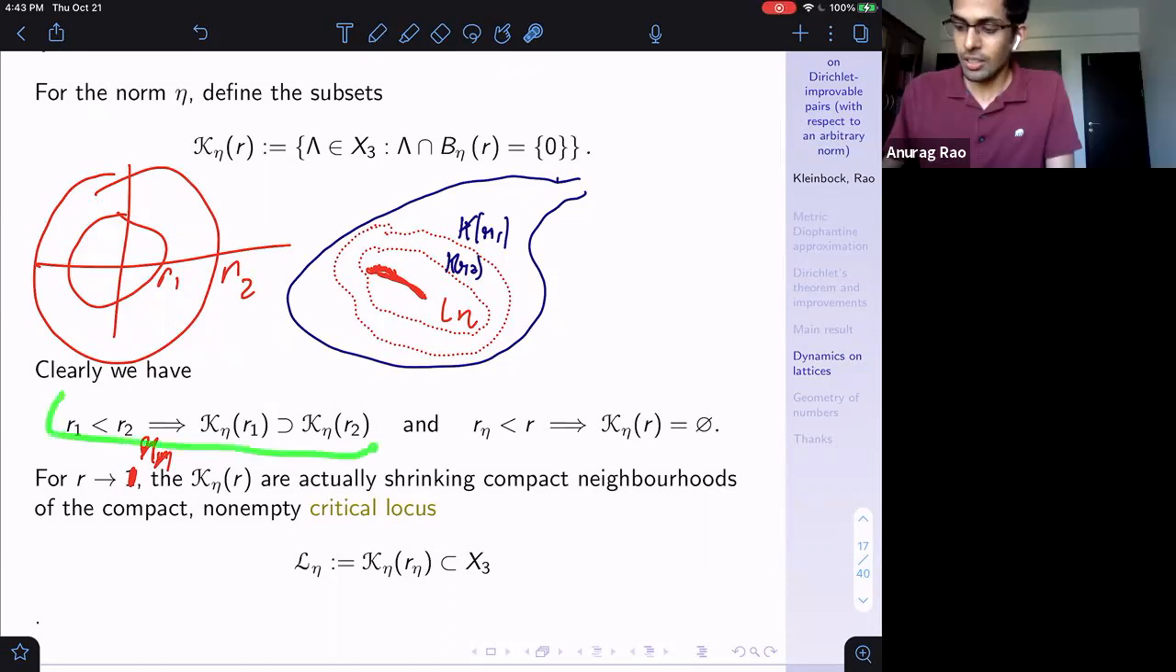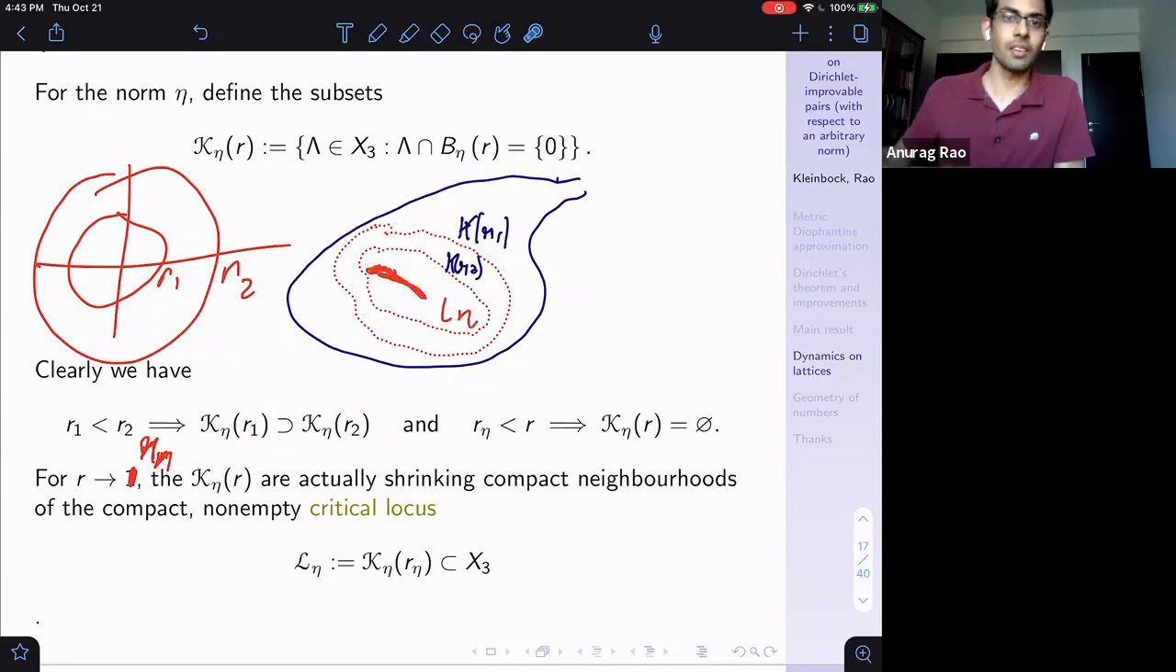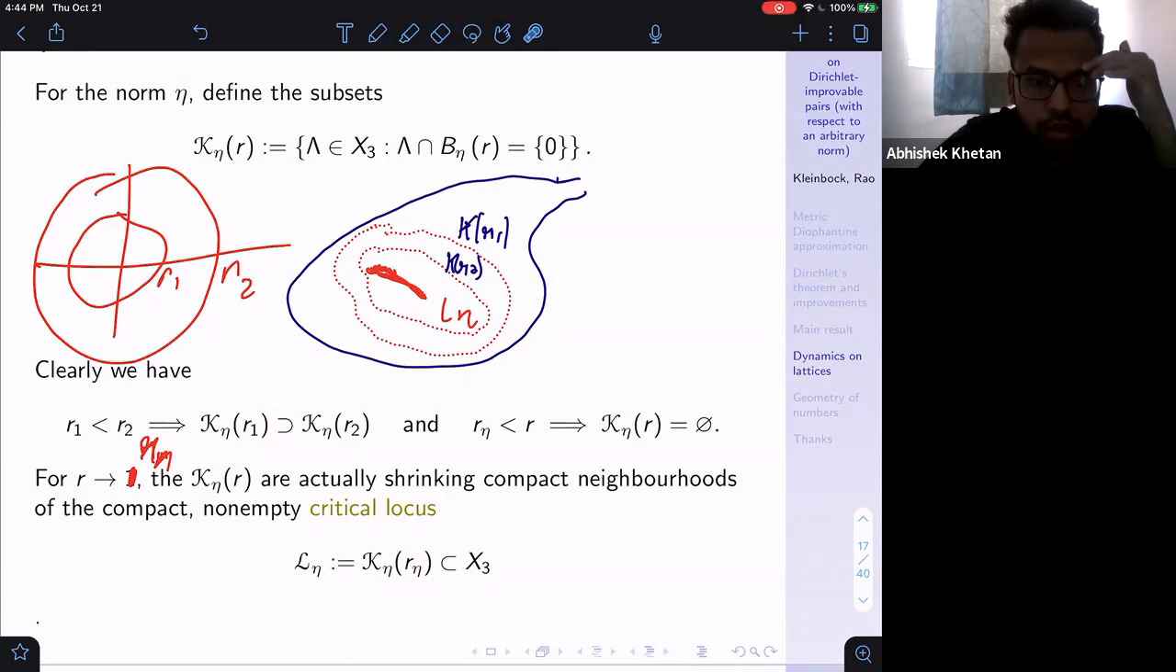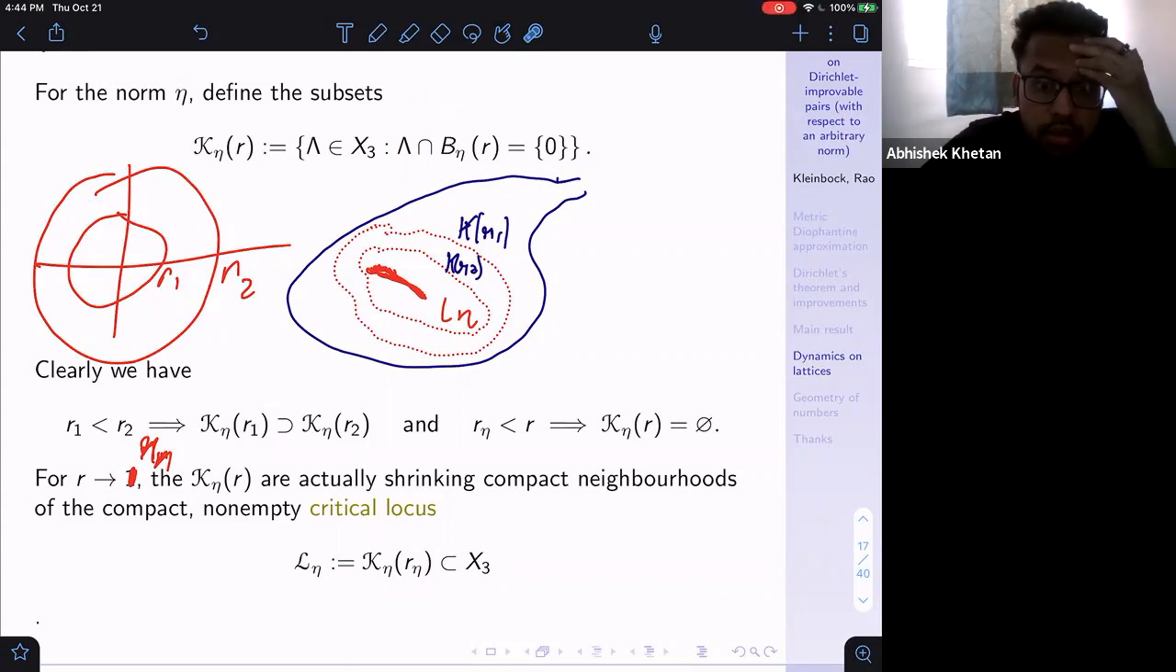Okay. The shrinking targets thing just follows from this. I'm just thinking about what the picture is as R goes to R eta. If R is pretty large, it's going to look like this. If R is closer to R eta, it's going to look like this. If R is very close to R eta, it's going to look like this. If R is exactly R eta, it looks like this. And then it vanishes. Because after R eta, every single unimodular lattice is going to intersect this non-trivially. Okay, all right.